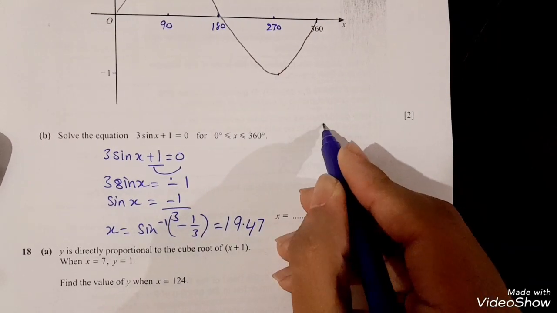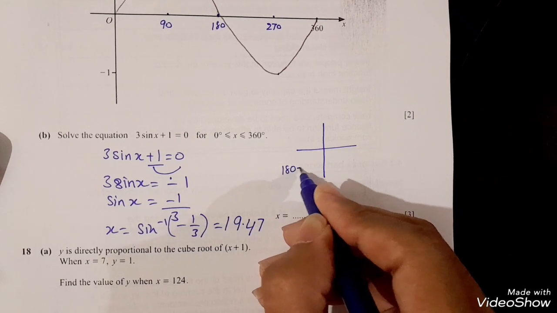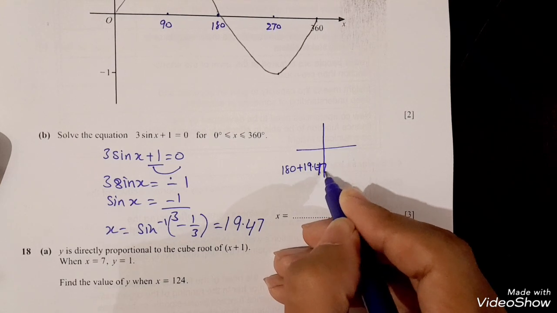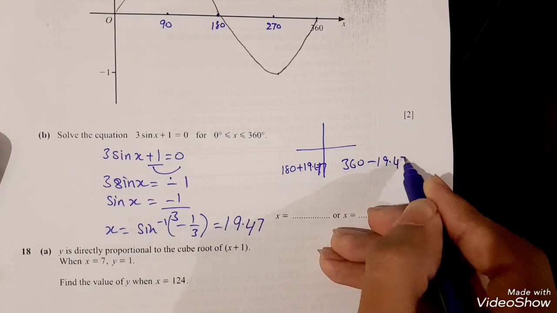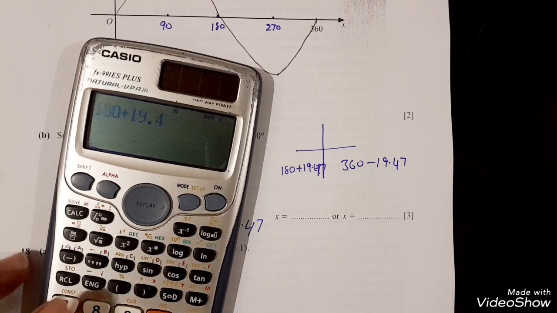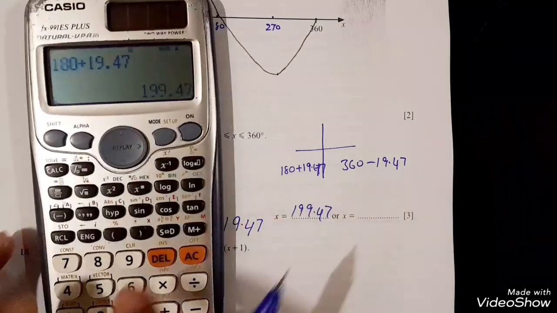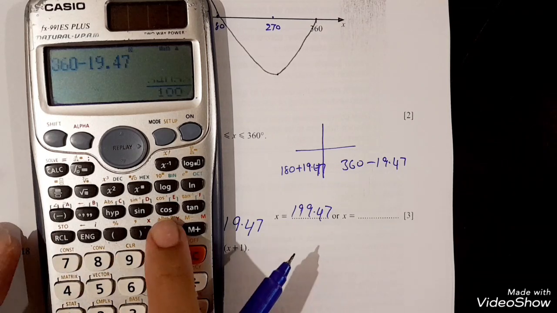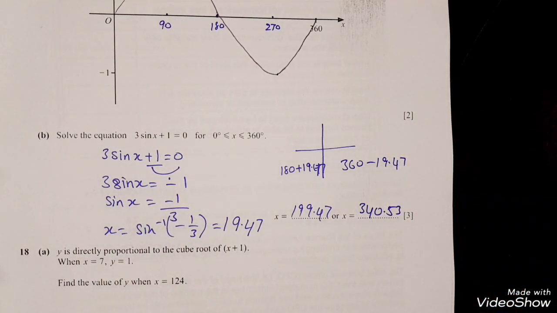So then over here we will draw a line, and on one side this will be 180 plus 19.47, and on the right side we will write 360 minus 19.47. So when we add 180 plus 19.47, this will be 199.47, and then we subtract 19.47 from 360. This will be 340.53. So this is how we will calculate.